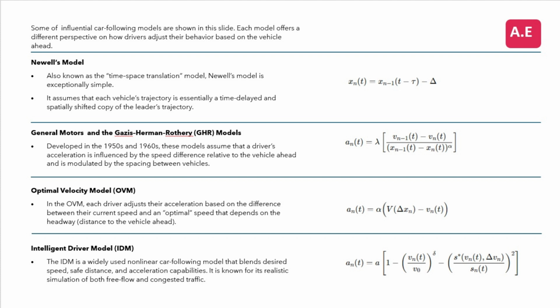Optimal Velocity Model, OVM. In the OVM, each driver adjusts their acceleration based on the difference between their current speed and an optimal speed that depends on the headway, the distance to the vehicle ahead. Intelligent Driver Model, IDM. The IDM is a widely used nonlinear car-following model that blends desired speed, safe distance, and acceleration capabilities. It is known for its realistic simulation of both free flow and congested traffic.